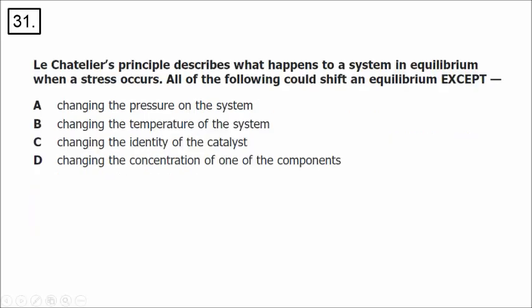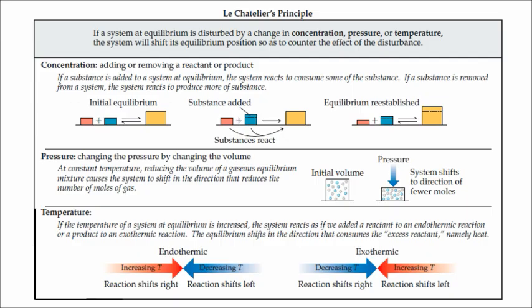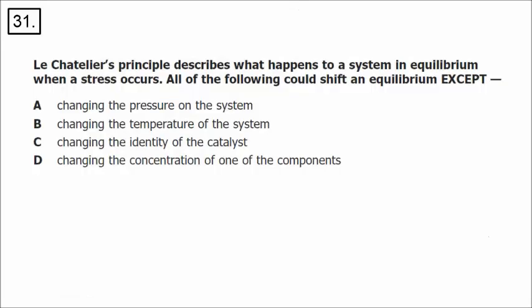Number 31. Le Chatelier's principle describes what happens to a system in equilibrium when a stress occurs. All of the following could shift in equilibrium except. Now, to explain what's going on with Le Chatelier's principle, take a look at this information. If a system at equilibrium is disturbed by a change in either concentration or pressure or temperature, the system will shift its equilibrium position so as to counter the effect of the disturbance. So concentration, pressure, and temperature could cause a shift, but changing the identity of the catalyst would have no effect on the equilibrium.